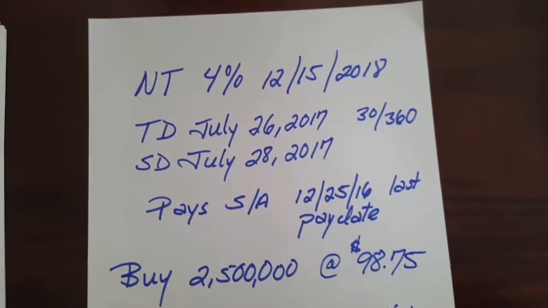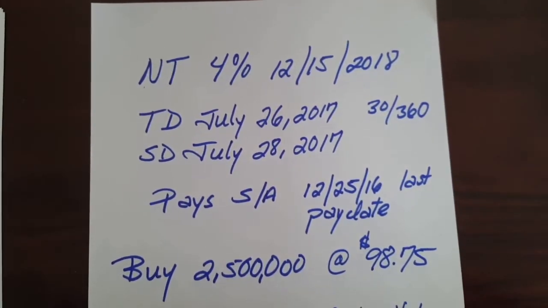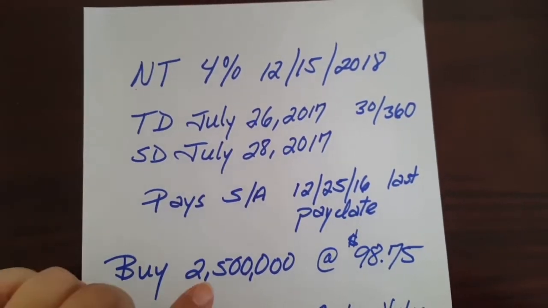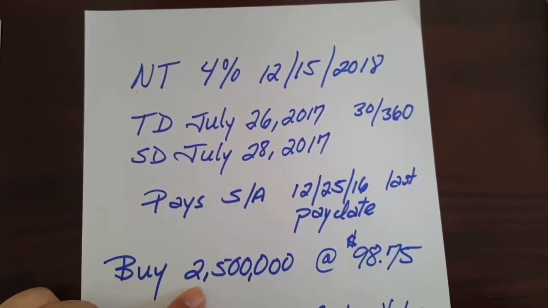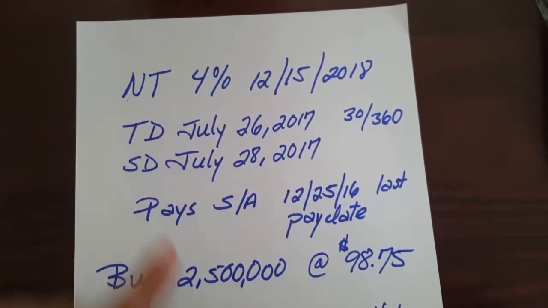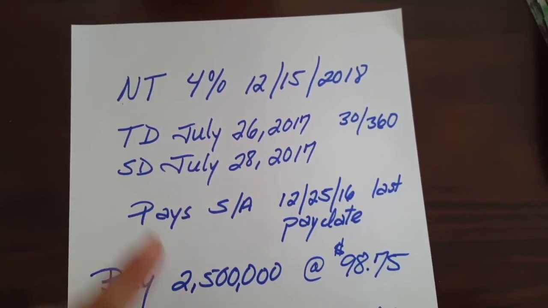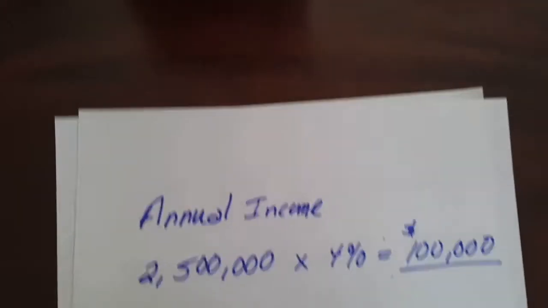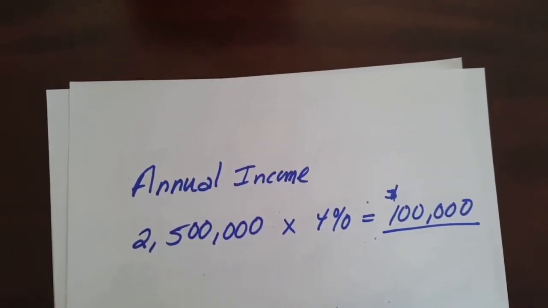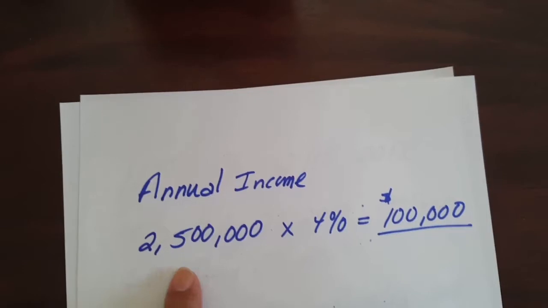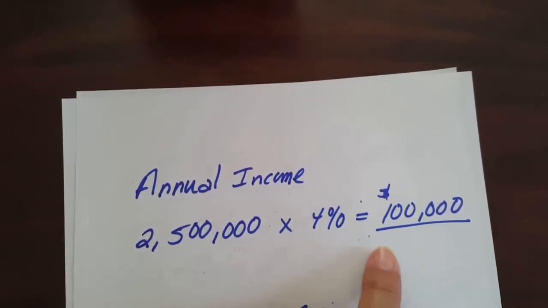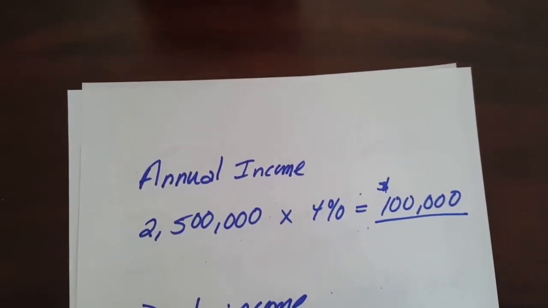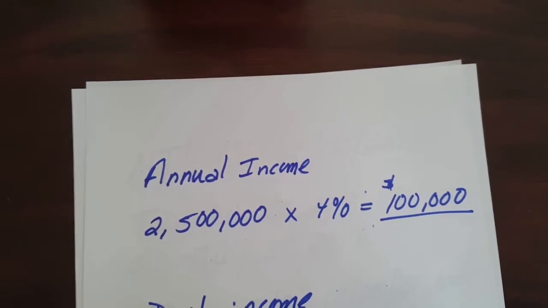The first thing that we're going to calculate is the annual income. Okay, so the annual income is going to be the number of bonds that we're purchasing times the rate. So 2.5 million in this case times 4%. And again, going with my non-high tech, okay? Here we have the calculation. So 2.5 million bonds times 4%, that is going to give us 100,000. And in this case, dollars because it's USD. This bond is issued in US dollars.